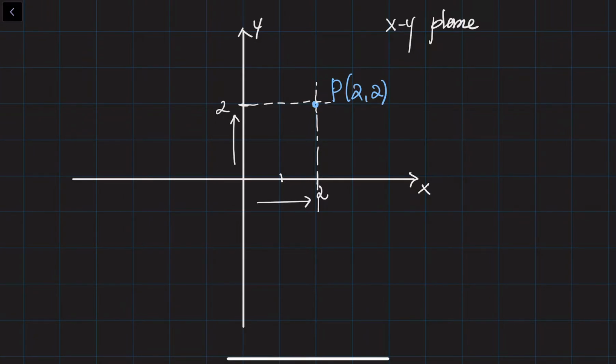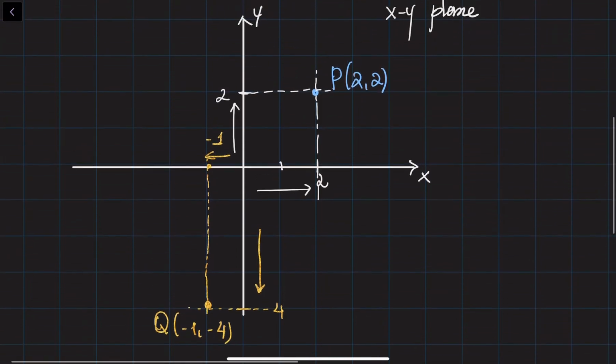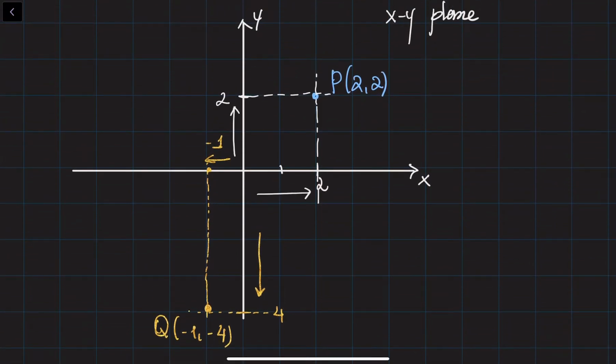So let's define another point here. For example, if I would like to define this point, it has the coordinates -1 and -4. It means that you need to go 4 units to the bottom, down, and -1 unit, or essentially 1 unit to the left. So this is going to be -1 here. And then again, we make the vertical line, the horizontal line, and this is going to be our point.